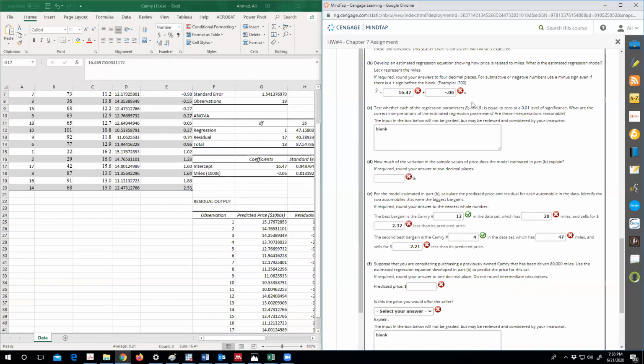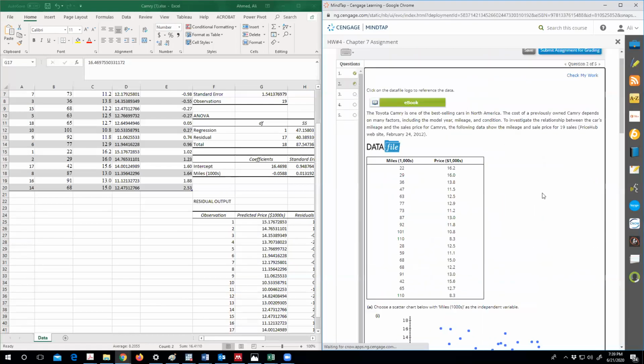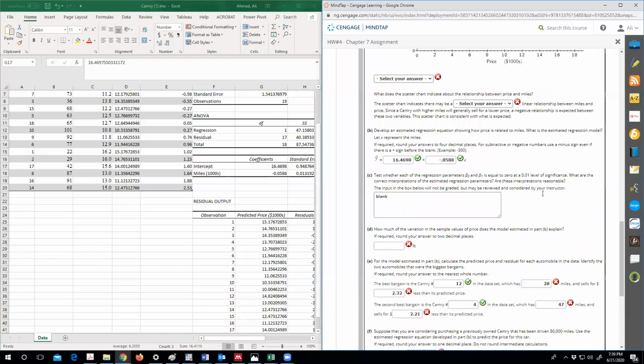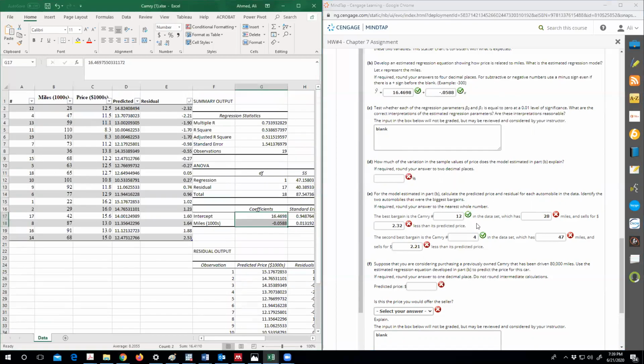-6. Oh, 4 decimal. Damn. Just checking one by one to get the perfect answer. All right, so this is correct. So our model is perfectly correct. And the best bargain is Camry number 12. Camry number 12. So that's correct, which says that they're both right, like 12 and 4.